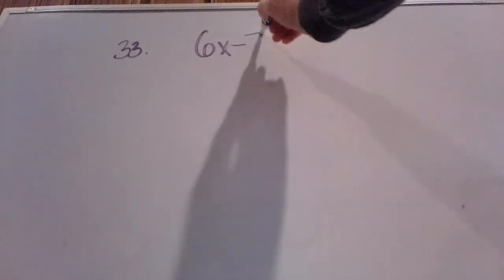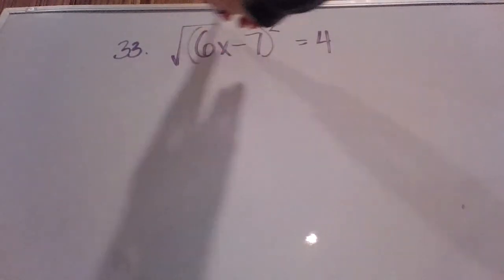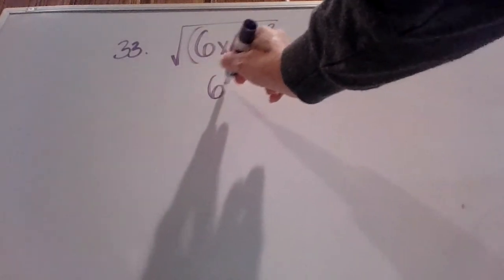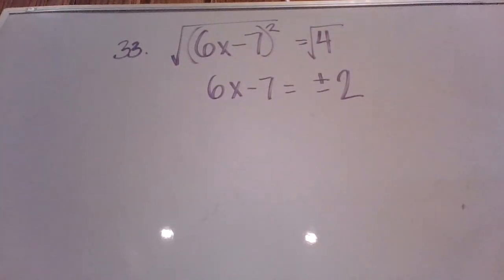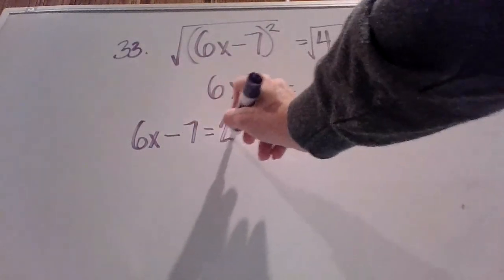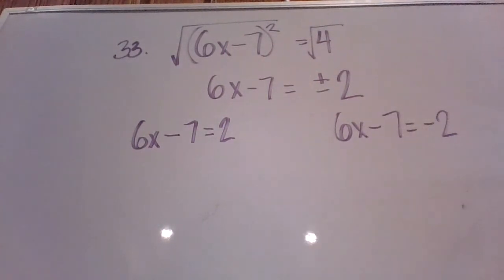Okay, let's do 33. 6x minus 7 squared equals 4. Well, now I have to find the square root. That eliminates this squared sign, so I get 6x minus 7 equals plus or minus 2. So this means 6x minus 7 equals 2, and 6x minus 7 equals -2.